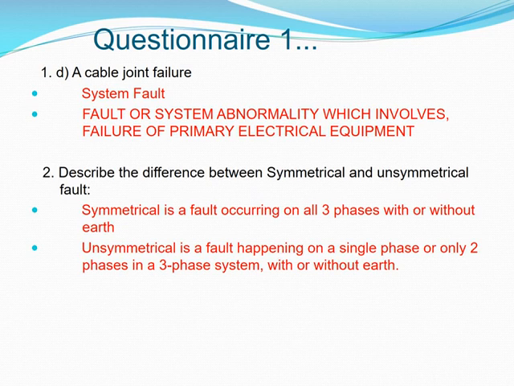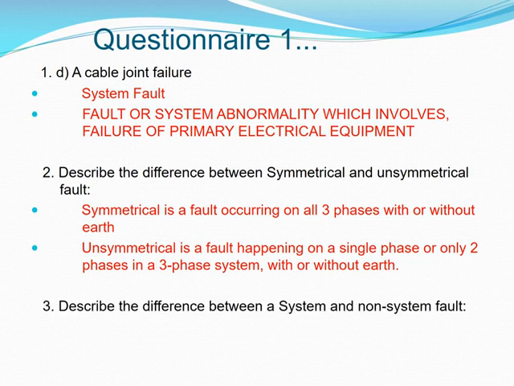Then we look at number 2, and this really talks about the difference between symmetrical and unsymmetrical faults. We did this in our first lesson. Basically, the difference was that symmetrical looks at a fault occurring on all 3 phases, so it is a balanced fault system, either with or without an earth. Whereas in unsymmetrical, we say it's an unbalanced fault because it happens only on a single phase or only on 2 of the phases. It's not happening on all 3 phases. So it can also be with or without earth.